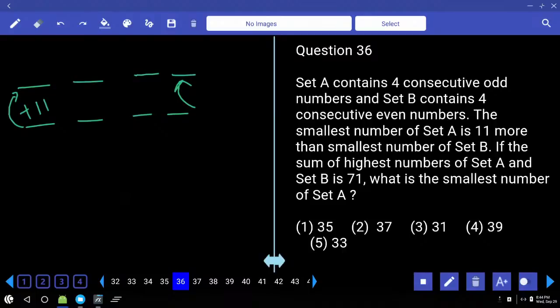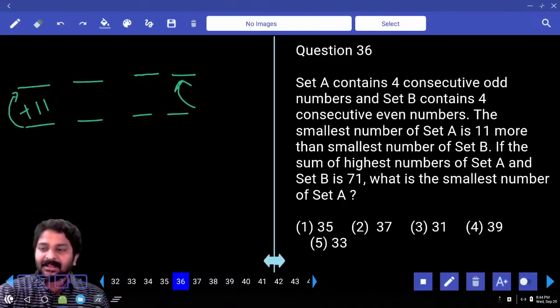To go to the next number you need to add the same number, right? How much are you adding? 2. And here how much are you adding? 2. When you are adding the same number to both of these, whatever the initial difference we have, the same continues for the next set, and even for the highest numbers, the largest numbers also. Agreed or not? Yes. So the largest numbers difference is also 11.